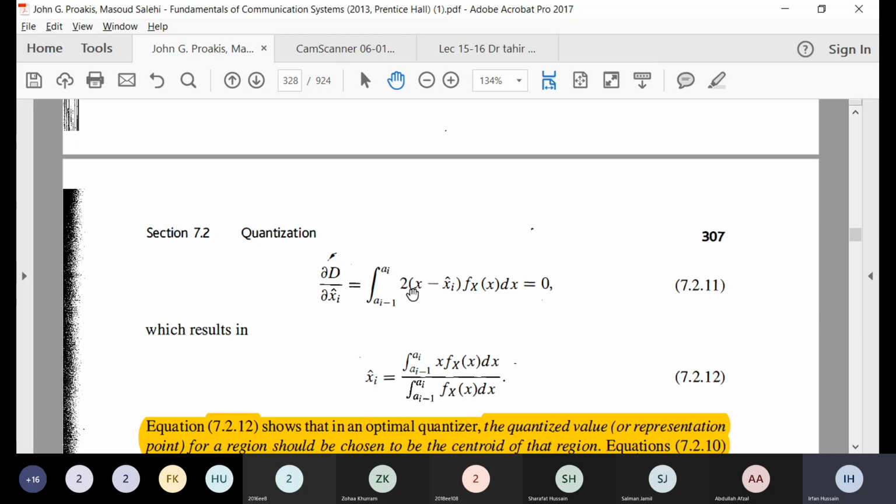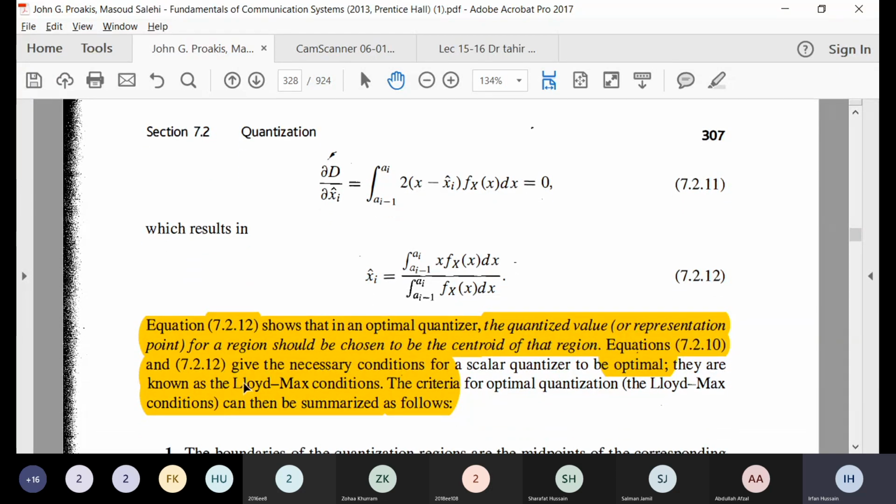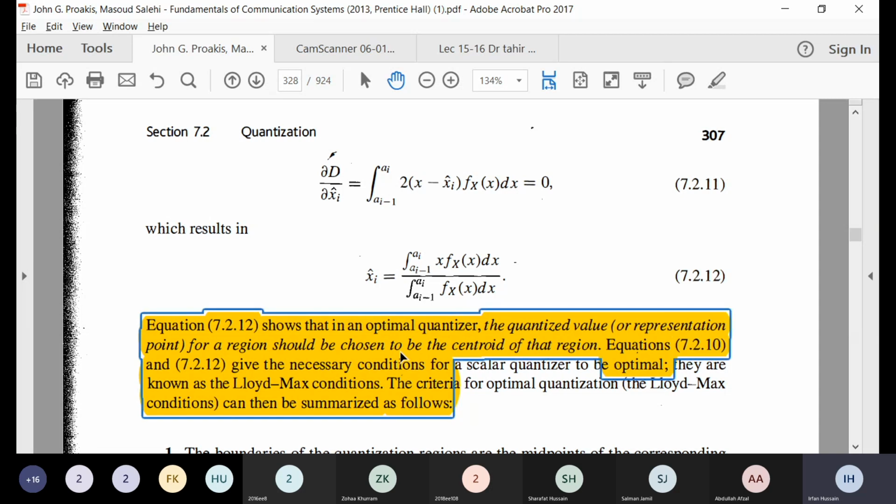So you can open this up. One term will be 2x into fx, the other term will be 2xi into fx. You can take xi common. So the x term will remain here, 2 will cancel, and xi will come out as this over this. So these are the optimal values of your xi's, which are the quantization levels. So the quantization value, or the xi, for a region should be chosen so that it is the centroid of that region. This is the formula of the centroid, so you can just say that xi hat are the centroids of their regions.